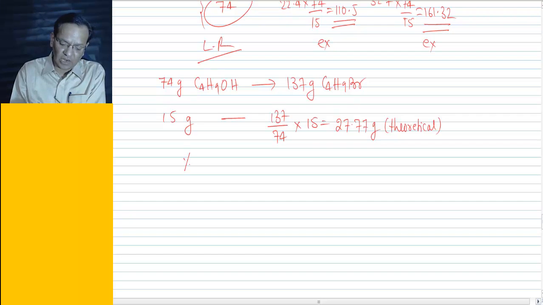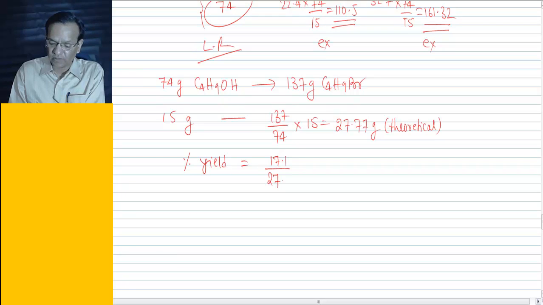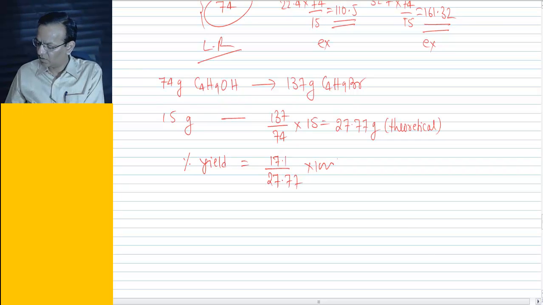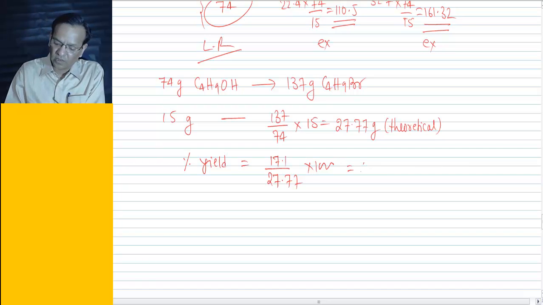So the percentage yield will be equal to 17.1 divided by 27.77 into 100. So it is 61.57, so 62%.